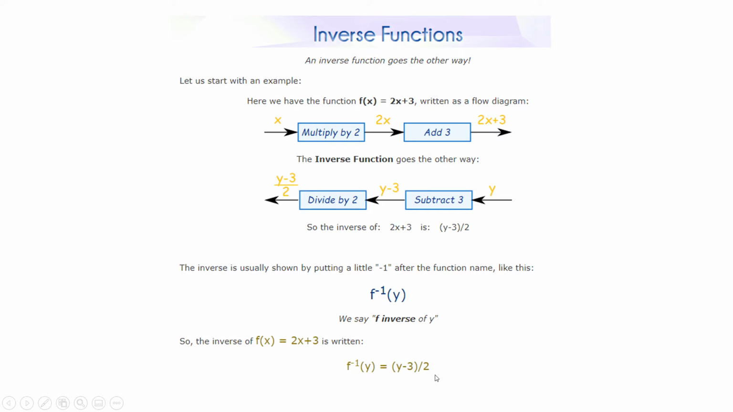Normally, for a function, we just want to put the variable as x. So if we put x, the inverse function becomes f inverse of x equal to (x minus 3) divided by 2.